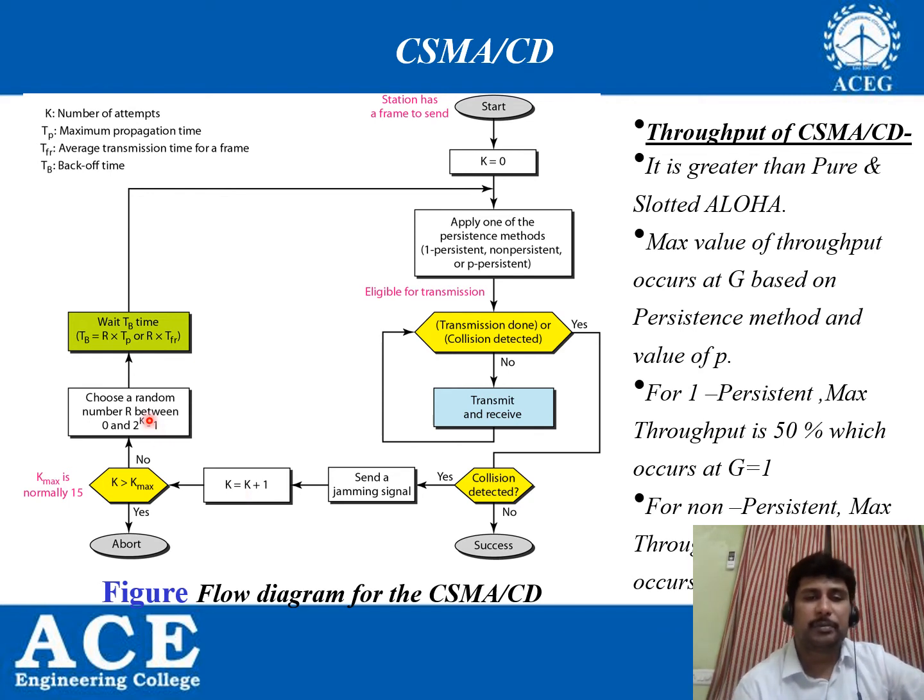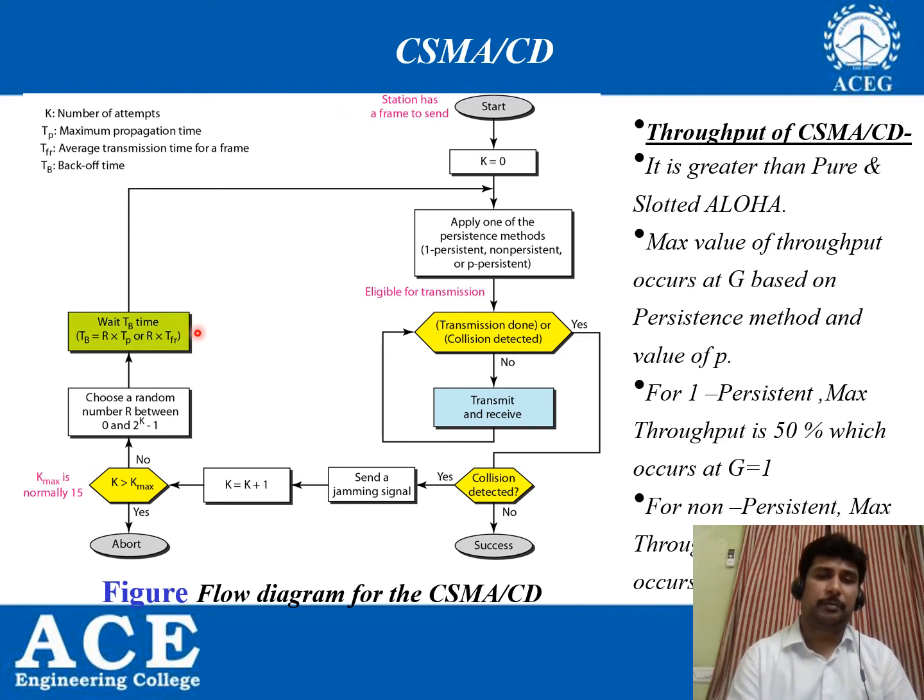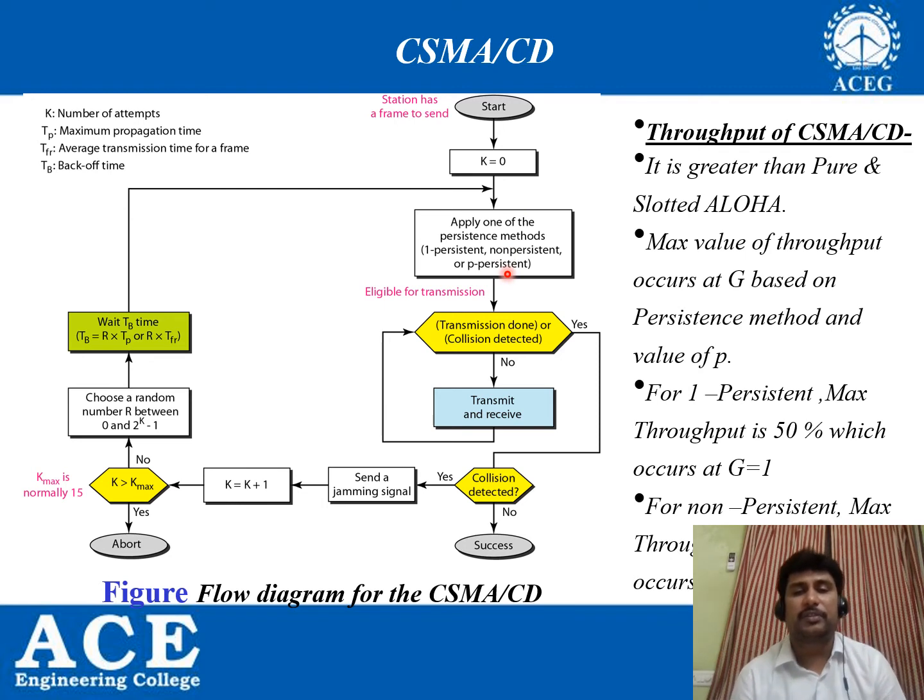Once we determine the value of r, we make a waiting time. Waiting time is equal to r times Tp or r times Tfr. And after this wait time, again we try to sense the channel using one of these three persistent methods. So here what we are doing is transferring the data, and finding out whether any collision is detected or not. If a collision is detected, we abort, send a jamming signal and try to retransmit. If no collision is detected, we are successful in transmitting the data.